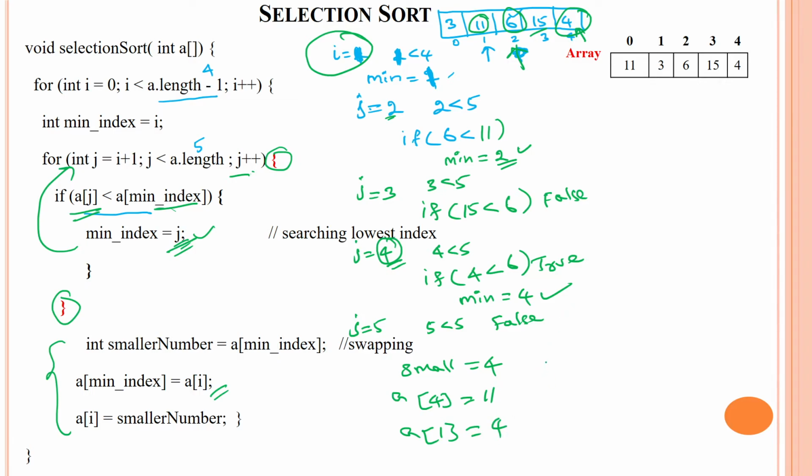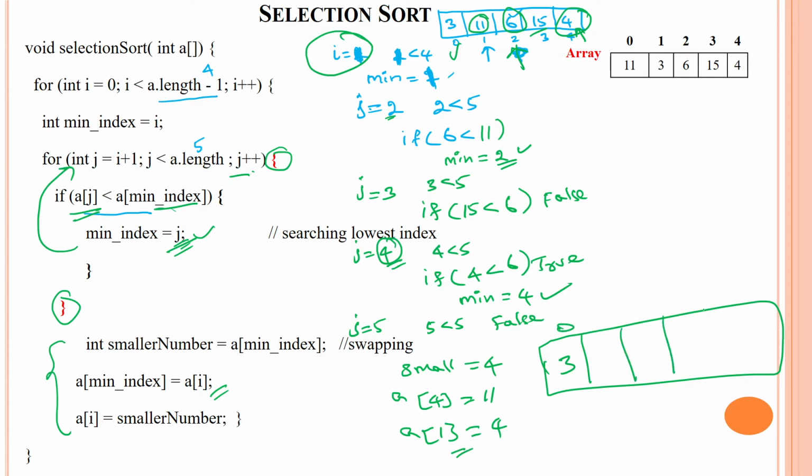After this, our array will be updated like this: already 3 is there, so 3, then a of 1 is updated with 4, a of 4 is updated with 11, and the remaining two elements are as they were. So this is the output after iteration number 1.